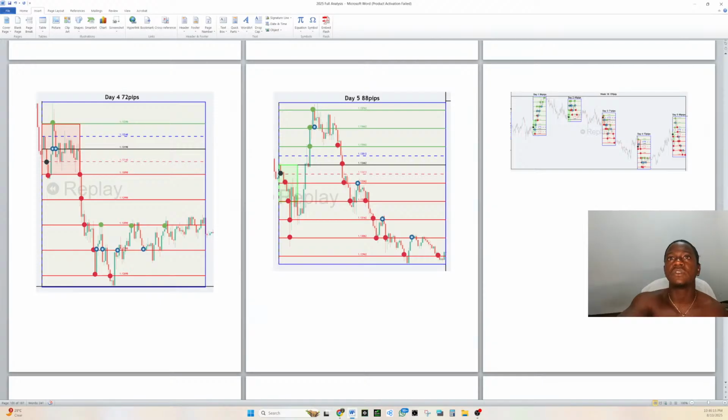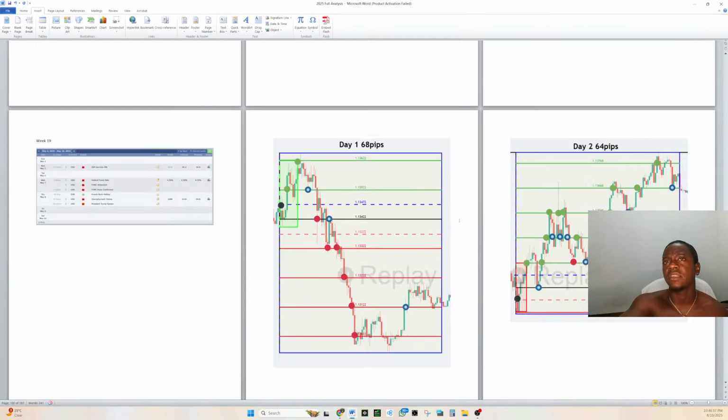Day 4 is going to be a sell stop, 5 pips in profit. Ends up being a losing trade, a decent reversal. Day 5 is going to be a sell stop, 1-to-1. I believe it's going to be a small profit or a decent profit there.